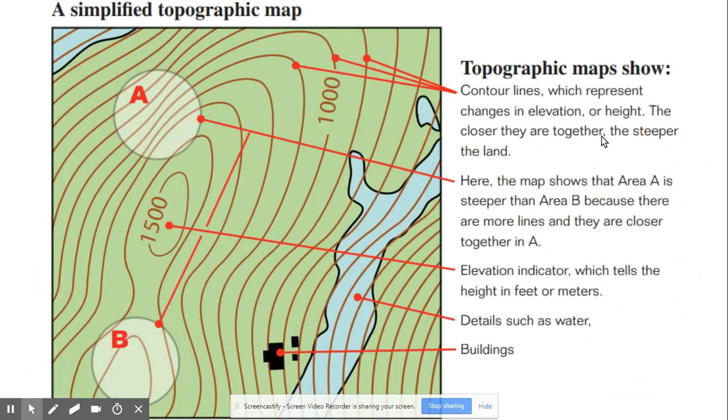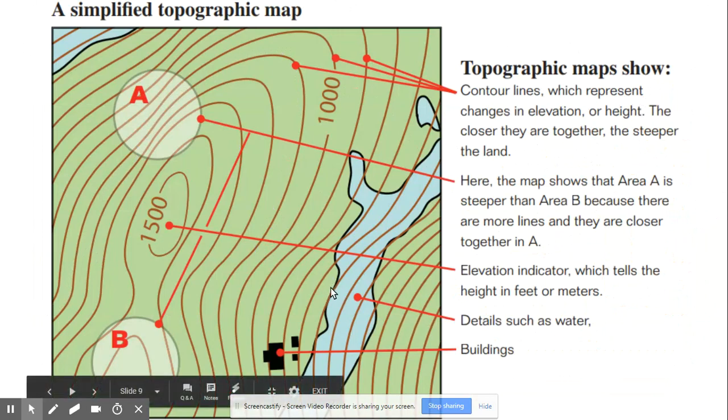Let's take a look at this simple topographic map. If you look at this map here, it shows our contour lines, all these nice connected lines, which represent the same elevation. The contour lines represent changes in your elevation or height. Remember, the closer they are together, for example, down here, the steeper they are to the land. If you look here, area A is much steeper than area B because the lines for area A are much closer together than area B.